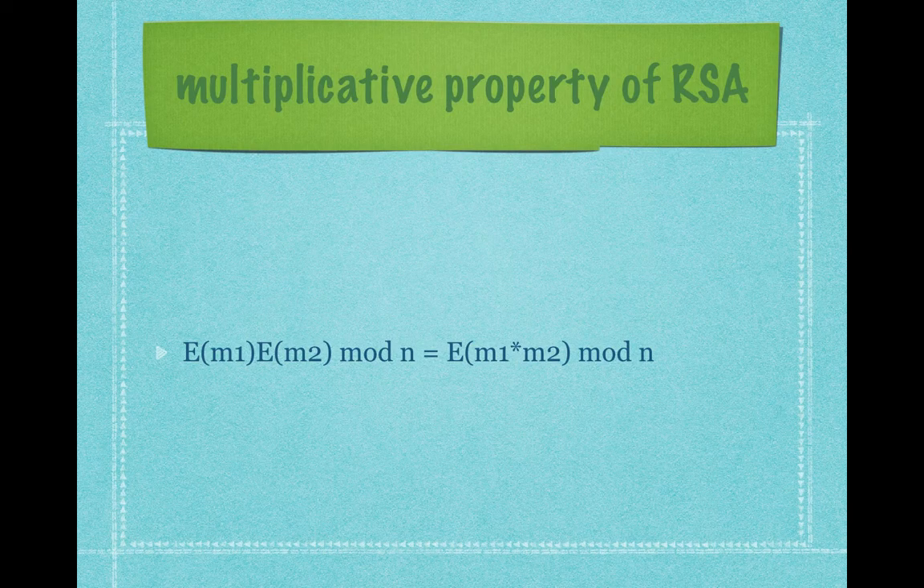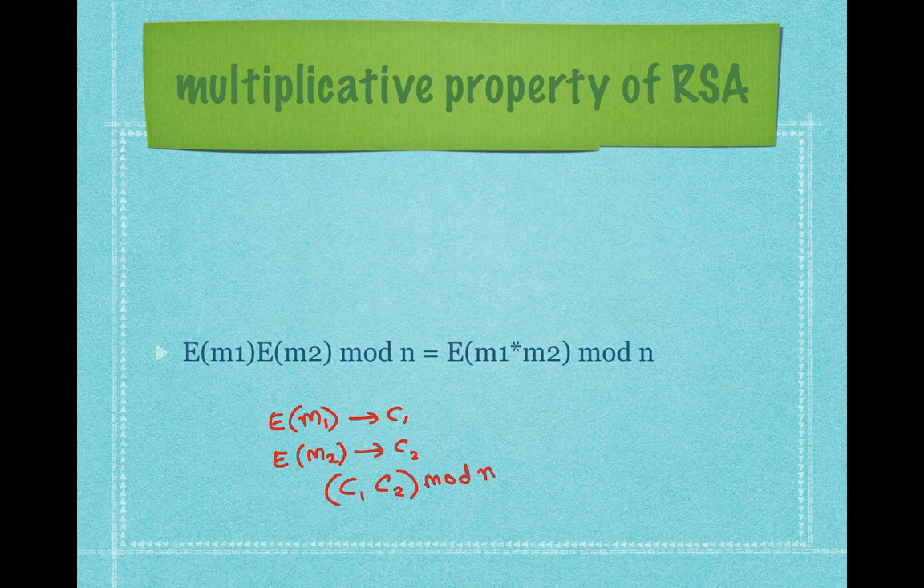Okay, next we will look at the multiplicative property of RSA. So what is that? Let's say you have a message M1. You first encrypt this M1 alone, and you get ciphertext C1. Then you take another message M2, encrypt it alone, and get ciphertext C2. Now multiply both the ciphertexts C1, C2. Of course, if you multiply, it's going to become a large number. So whenever we do multiplication, we also take a mod n.